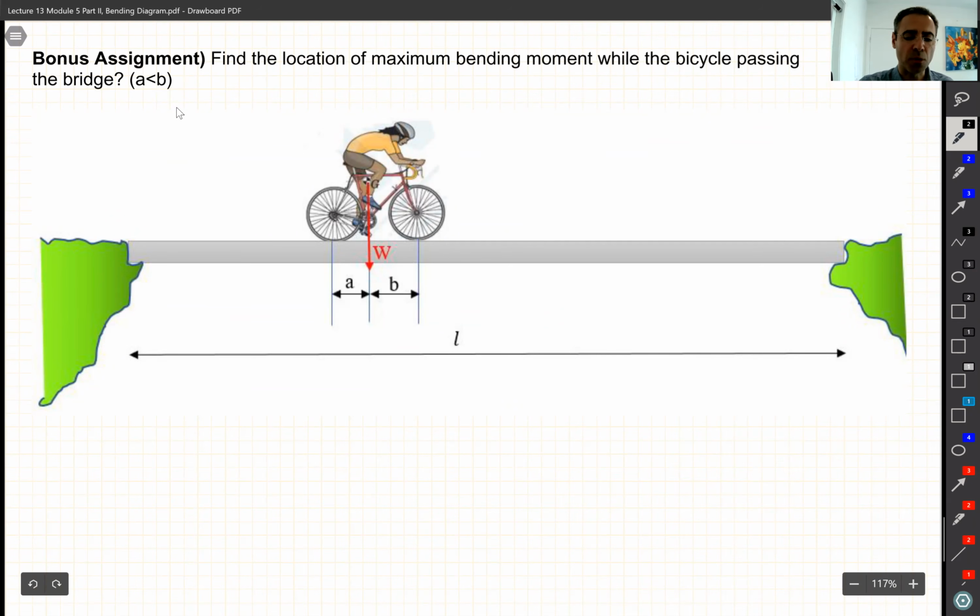That's all we know. And we want to find out the maximum bending moment while this bicycle is moving along this bridge, right? So remember, this bicycle is not fixed at one point. Right now it's here, the next time it's over there. So probably the maximum is changing every time. We want to find out the maximum of maximum. That's what we want to find out.